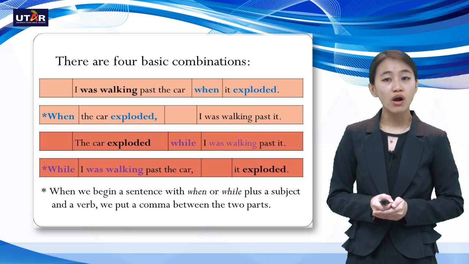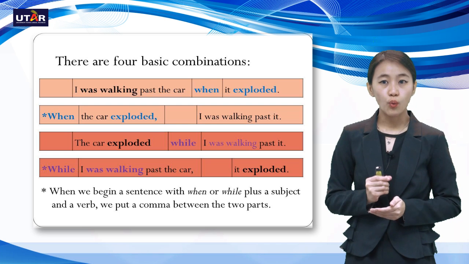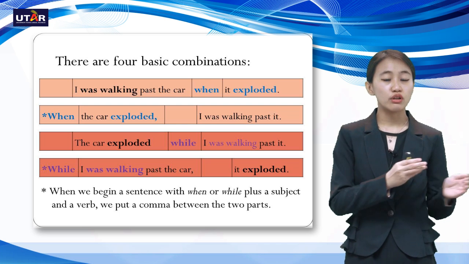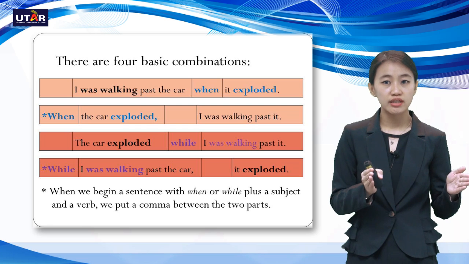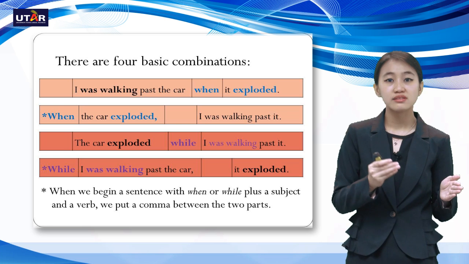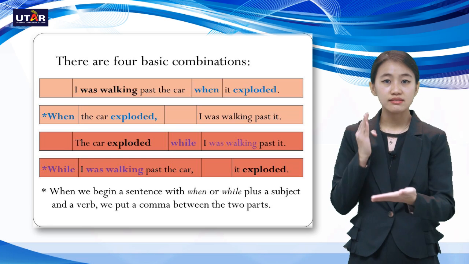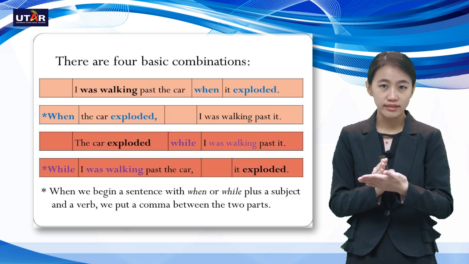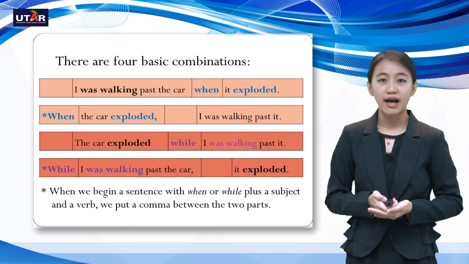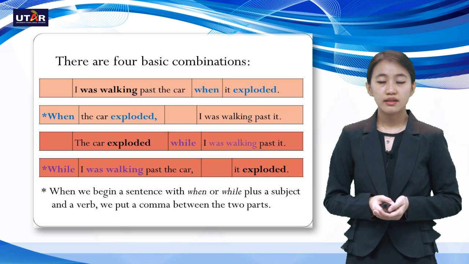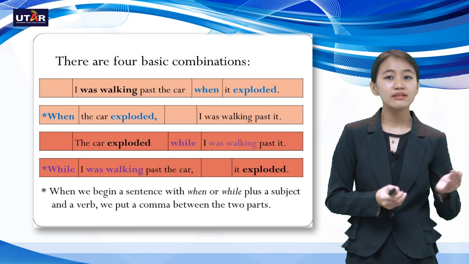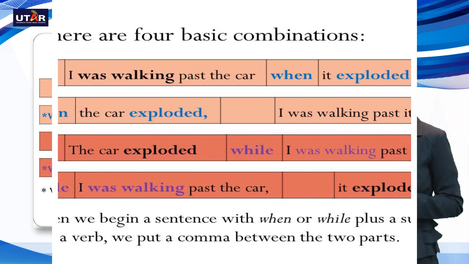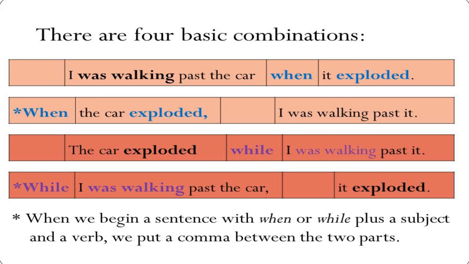First, I was walking past the car when it exploded. So here the long duration or the long action here is I was walking past the car. So walking, and then something interrupts, which is the explosion. So since I'm using the word when, of course it is followed by the past simple. Then I can start it at the beginning. When the car exploded, I was walking past it. So here, when you look at the sentence structure, after when, it is followed by a simple past.